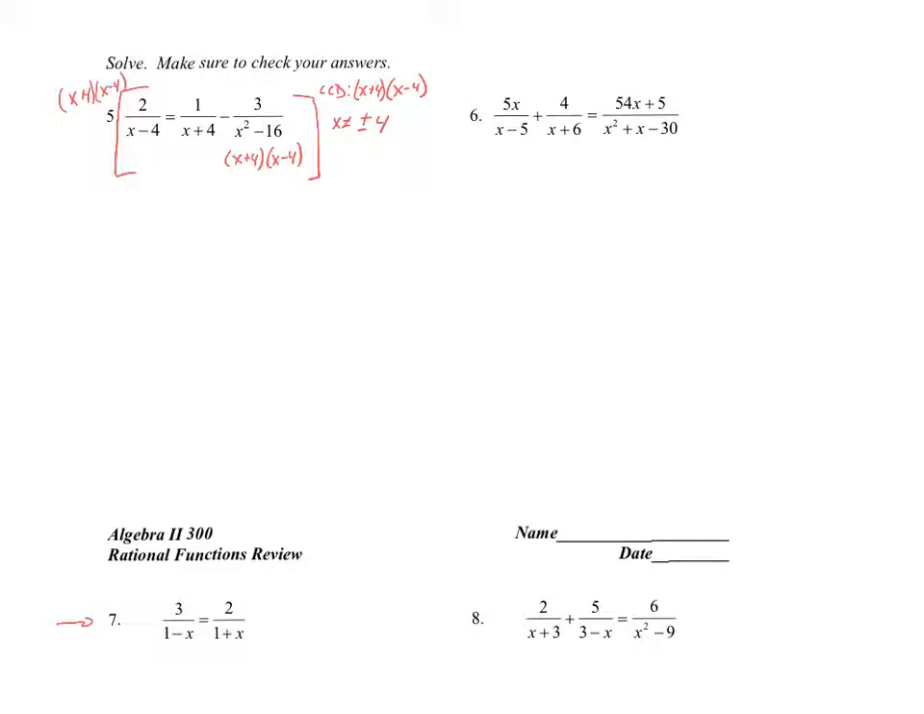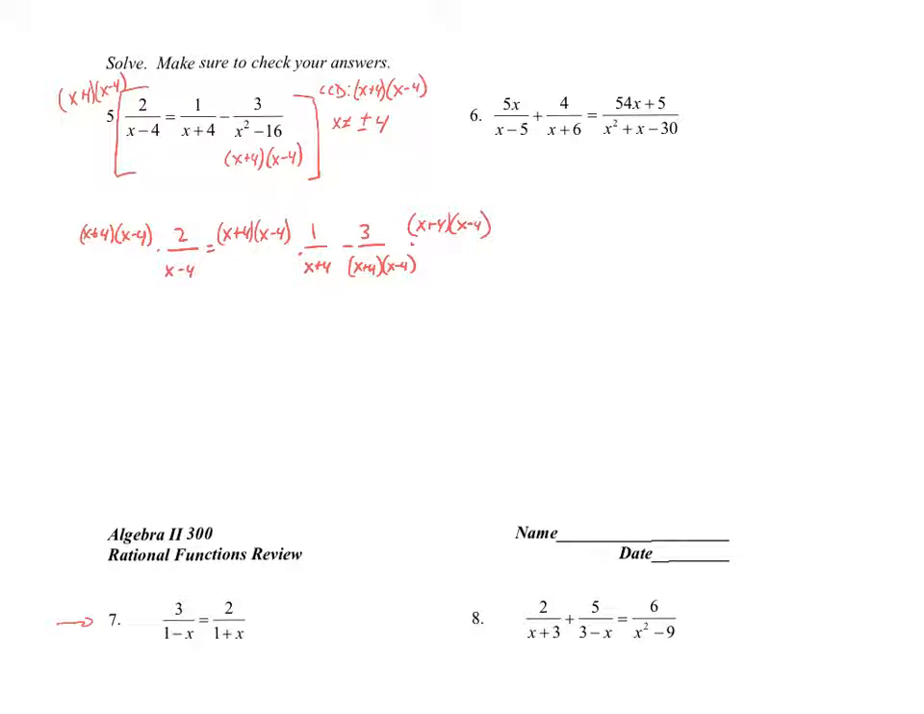So I'm going to multiply this entire equation by the LCD, x plus 4 times x minus 4. Okay, this one I'll do out, and I'll go ahead and show what we would do there. So we would have x plus 4 times x minus 4 times 2 over x minus 4, and that equals x plus 4 times x minus 4 times 1 over x plus 4, and then minus 3 over x plus 4 times x minus 4, and that's being multiplied by the LCD, x plus 4 times x minus 4.